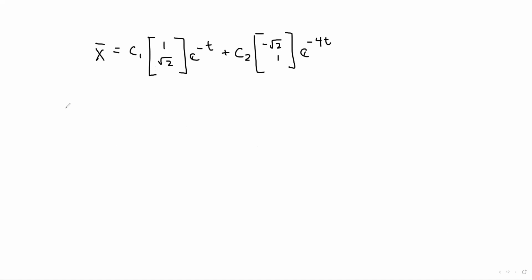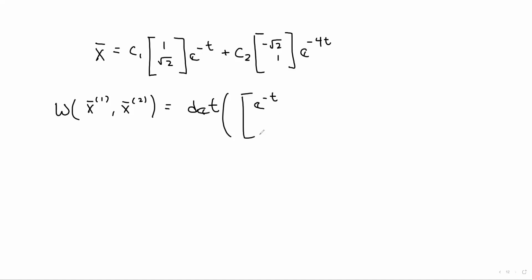Well, you know, what we can do is we can calculate the Wronskian to check. So the Wronskian of X1 and X2, that's going to equal the determinant of the 2x2 matrix. We've got to take this and multiply it in. So we're going to have e to the negative t, root 2 e to the negative t, negative root 2 e to the negative 4t, e to the negative 4t.